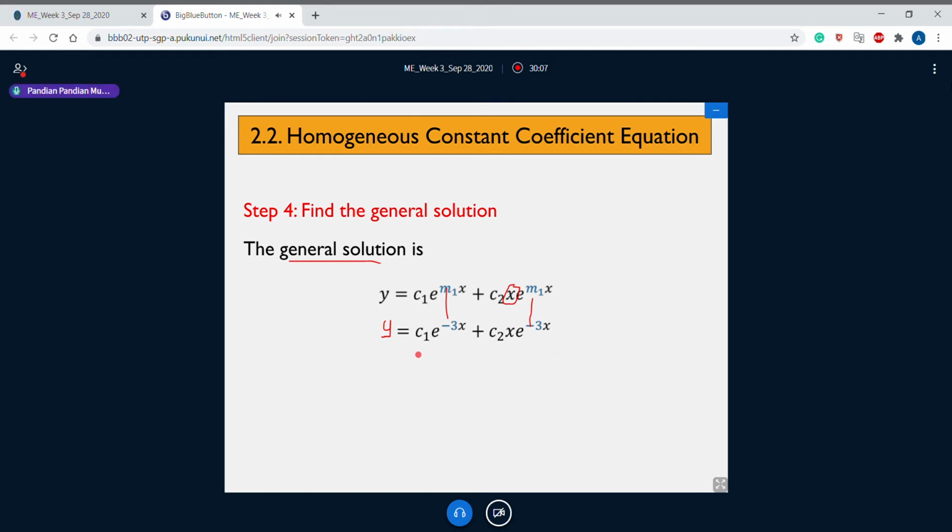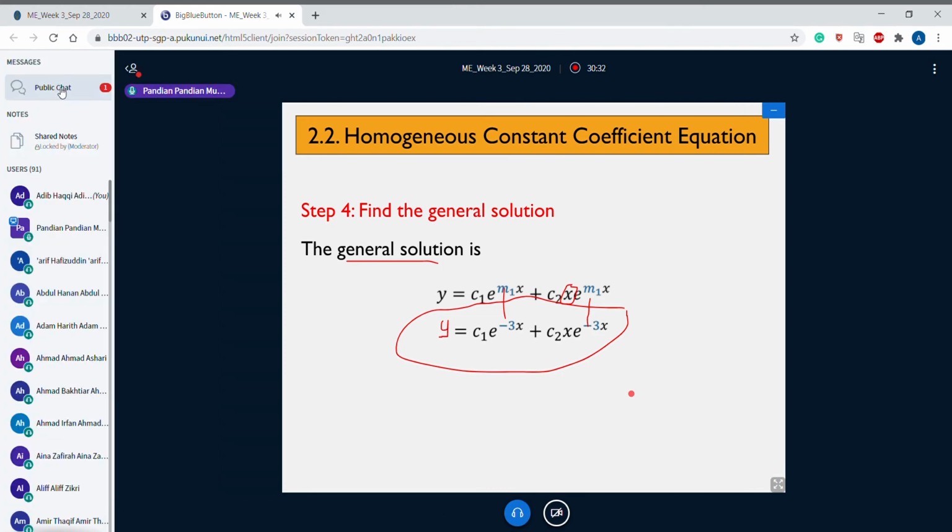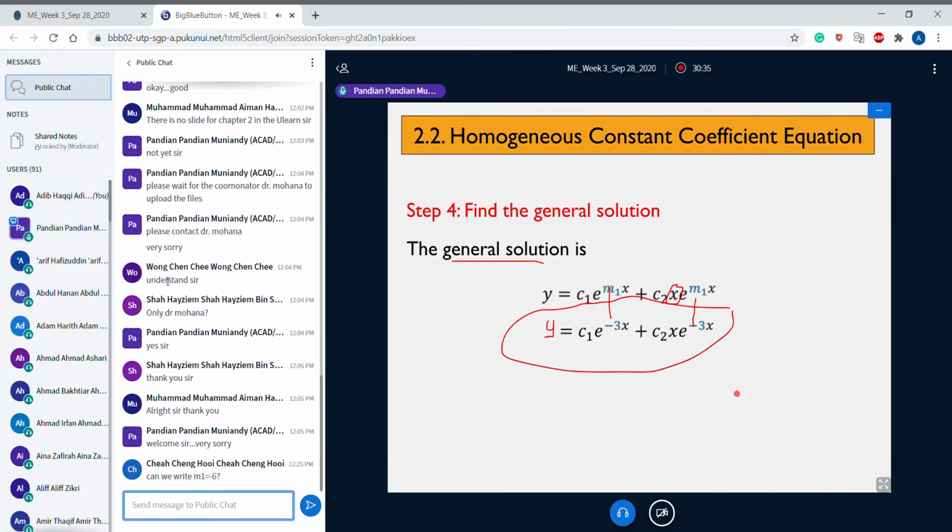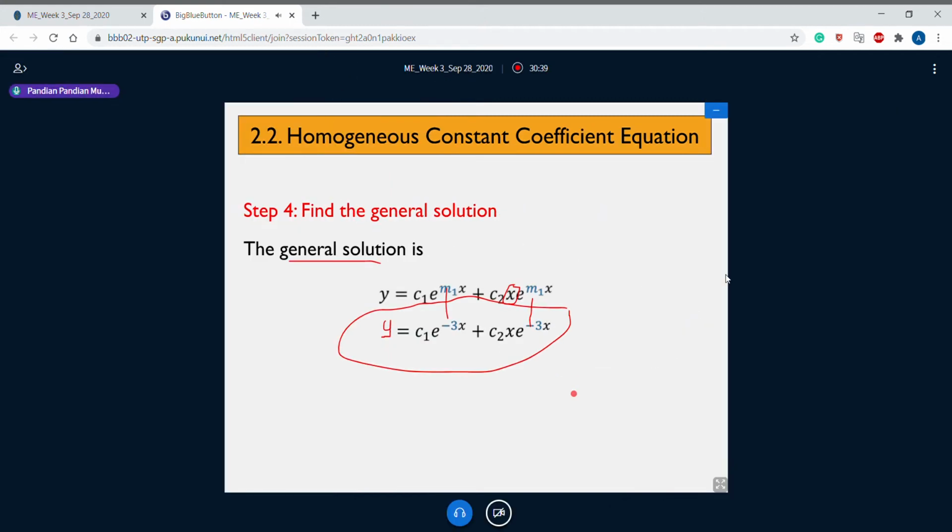So y = C1 e^(-3x) + C2 x e^(-3x). This is your final solution: y = C1 e^(-3x) + C2 x multiplied by e^(-3x). So you have two independent solutions. If you combine these two, it becomes the general solution.